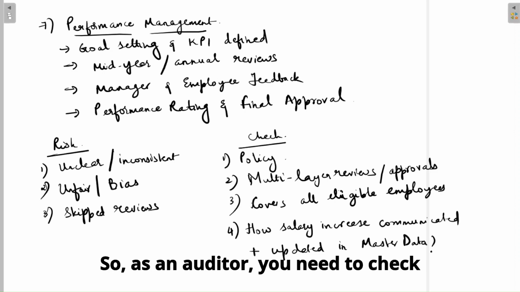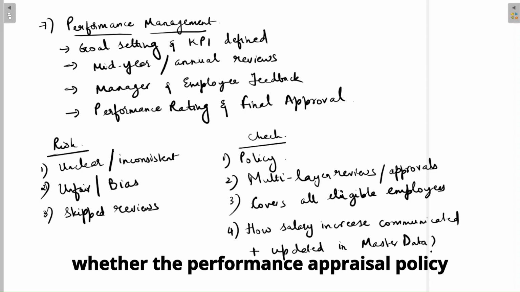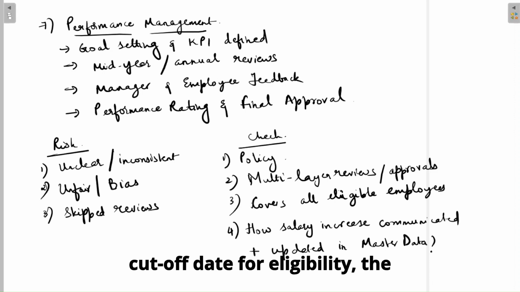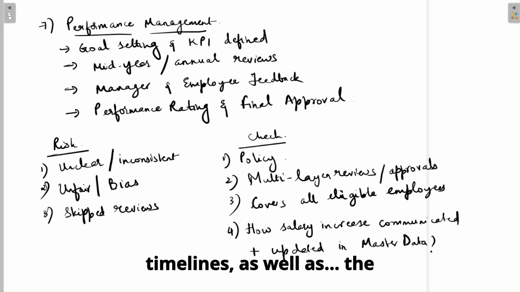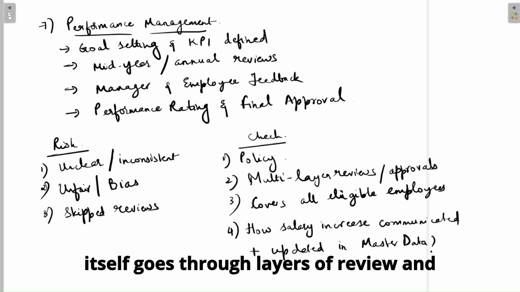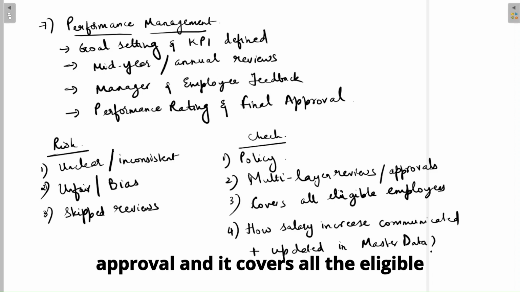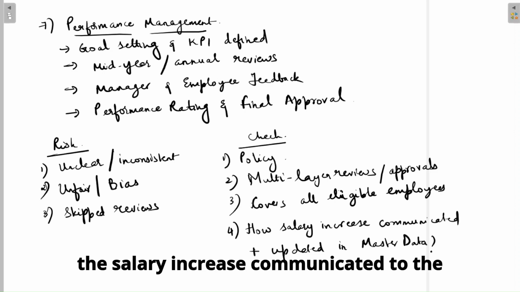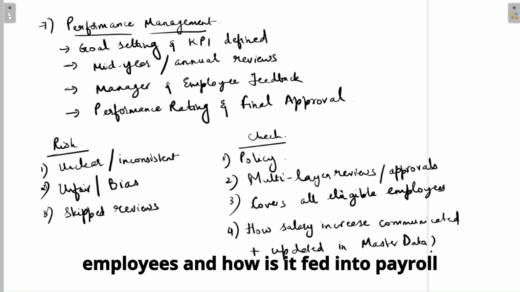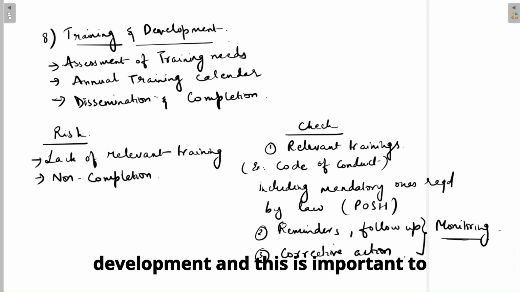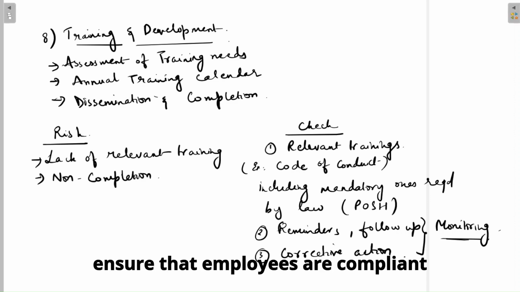So as an auditor, you need to check whether the performance appraisal policy is clearly defined and specifies the cutoff date for eligibility, the timelines, as well as the criteria, and whether the appraisal itself goes through layers of review and approval and covers all the eligible employees. You also need to check how the salary increase is communicated to the employees and how it is fed into payroll data.